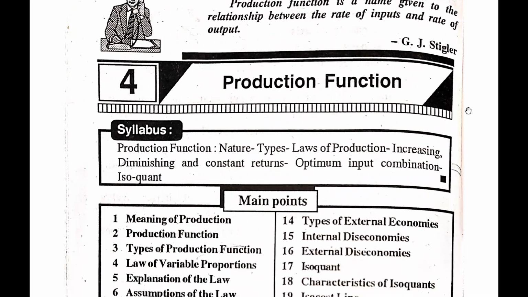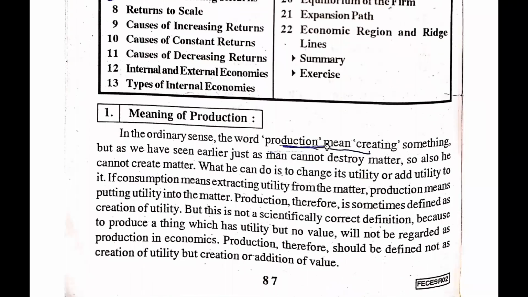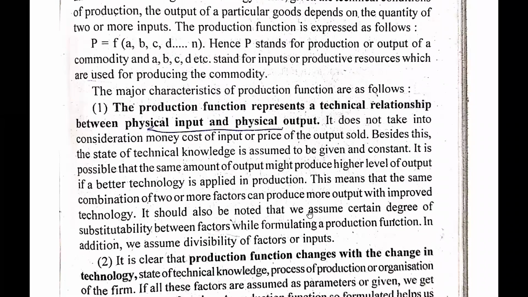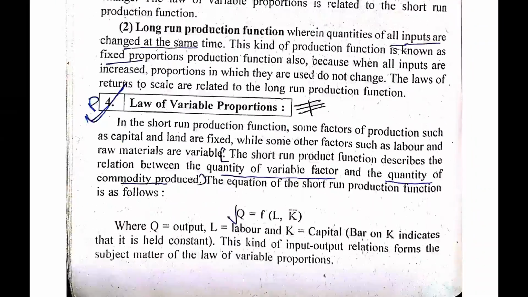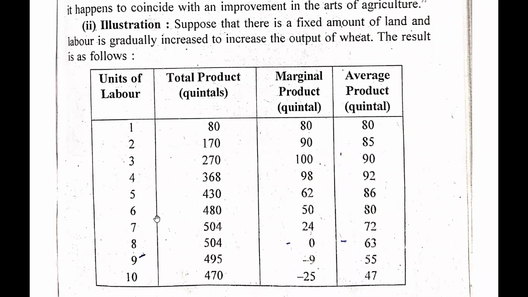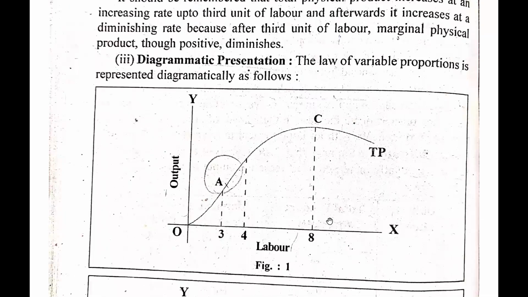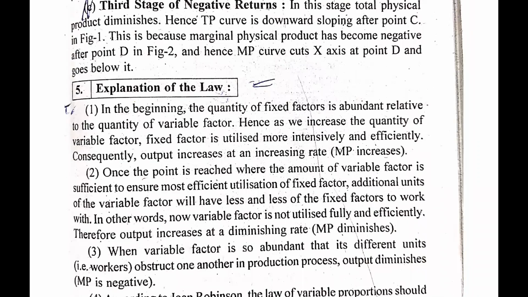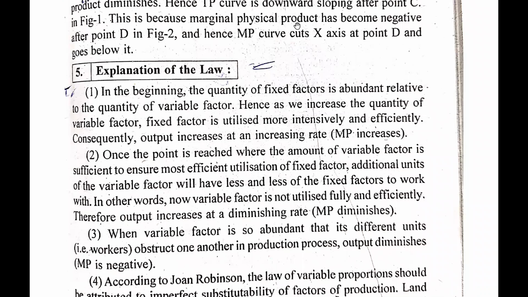In our first lecture, we discussed some of the points from this chapter, that is, the meaning of production, and we understood the production function. After that, we discussed the third and fourth points, and in the fourth point, we understood that after a certain point, when we increase our units of labor, there will be negative total production, and we will also get negative marginal product and average product. So guys, we understood these graphical diagrams also, and now we will start this lecture with the explanation of the law.